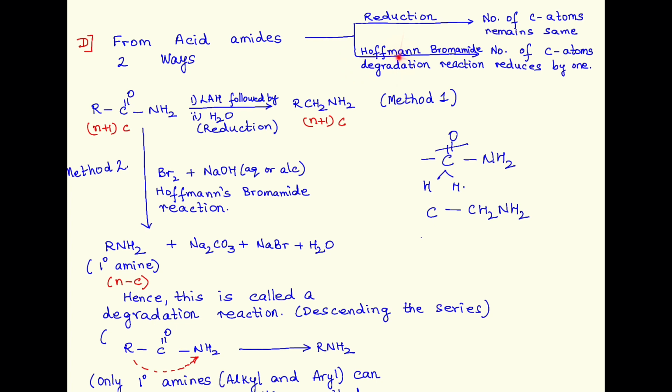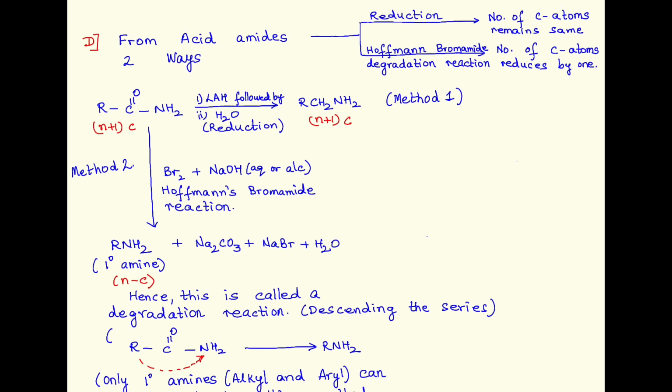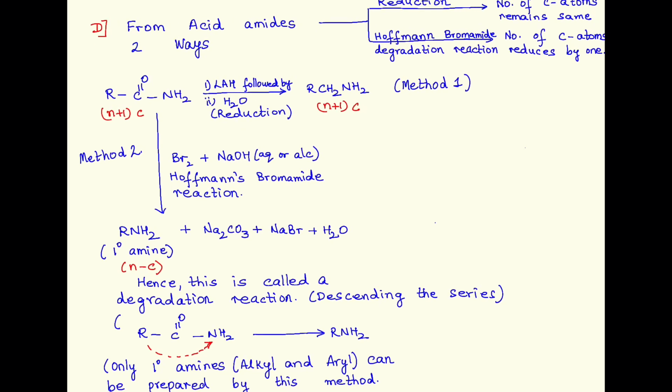The other is what we call Hofmann's bromamide degradation reaction. Degrade means, yes, you bring it down. So what happens in the case of Hofmann's bromamide reaction is that the number of carbon atoms reduces. So let's study them one by one. Again, I repeat, please make sure that you have your pen and paper ready.